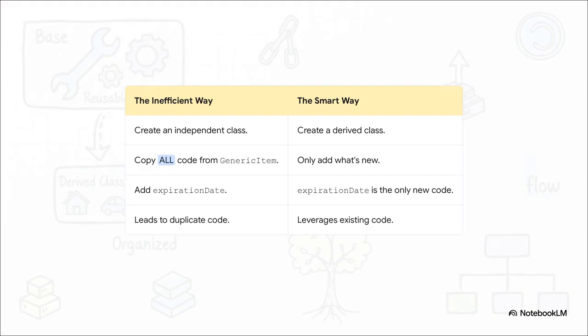On the left, we've got the inefficient way. We could just make a totally new, separate produce item class, then copy and paste everything from our generic item class, and then tack on the expiration date stuff. I mean, it'll work, but you end up with so much repeated code. But then there's the smart way. We just tell our program, hey, a produce item is just a special kind of generic item, and then we only have to write the tiny bit of new code we actually need.